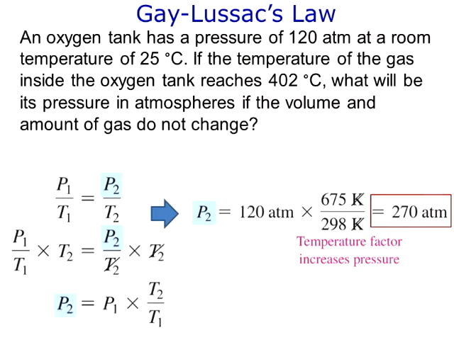And as a habit, I would suggest if you're doing this on paper that you simply write it right above it, right in the problem. 402 plus 273. It's clear there that you made that conversion. What would be its pressure in atmospheres, ATM, if the volume and the amount of gas do not change? When it says the volume doesn't change and the amount doesn't change, even if the values are in their problem, I ignore them because they are not involved in Gay-Lussac's law.